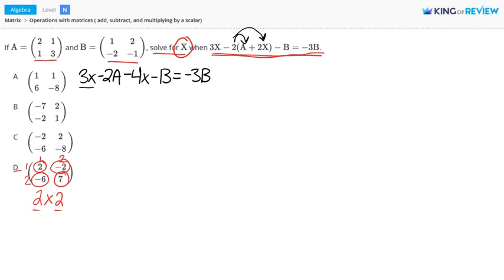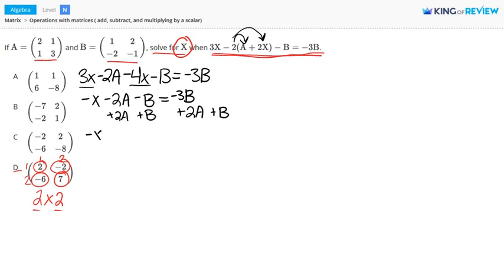Now let's combine like terms here. We get negative x minus 2a minus b equals negative 3b. To get x by itself, I'm going to add 2a and b on both sides. So I have negative x equals 2a minus, and combining these like terms, negative 3b plus b is negative 2b.